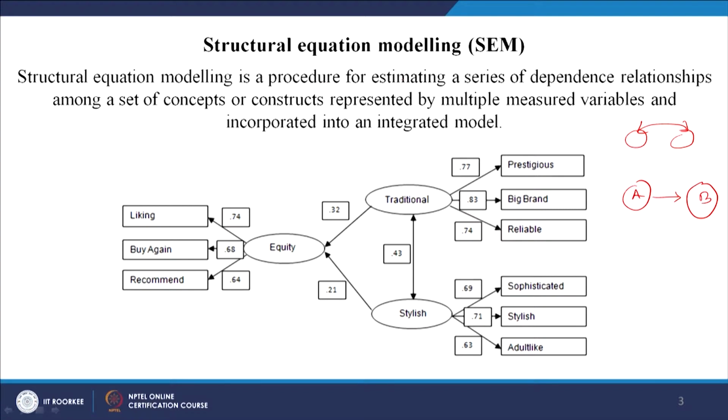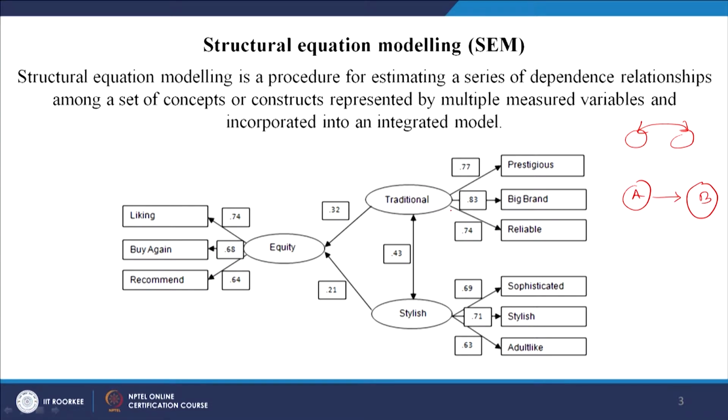It is a procedure for estimating a series of dependence relationships among a set of concepts or constructs represented by multiple measured variables and incorporated into an integrated model. Now, let us see this model. For example, equity, traditional and stylish, these three are related, and each construct has some number of indicators. So, equity has liking, buy again, recommend. So, this is the equity of a brand.